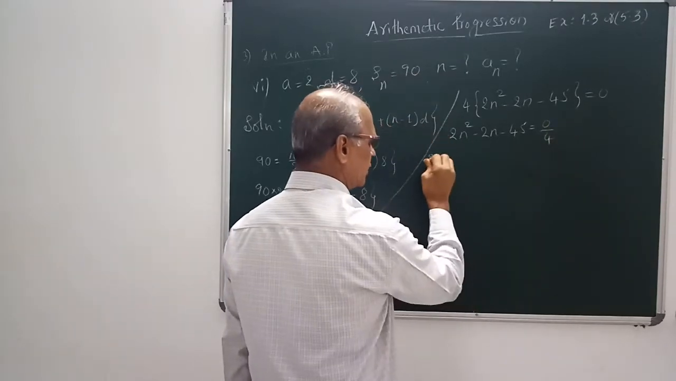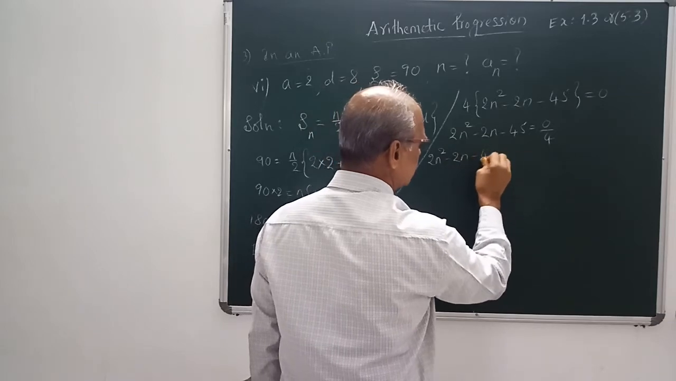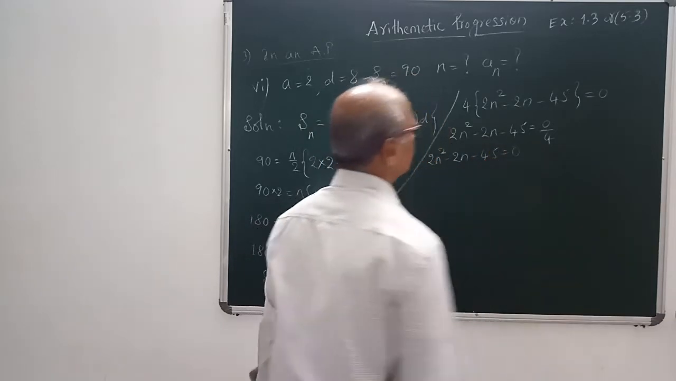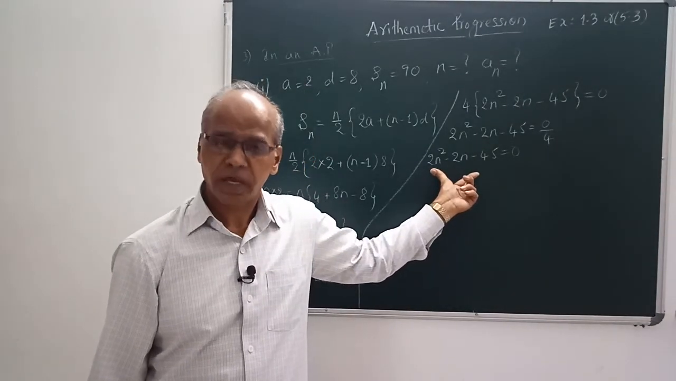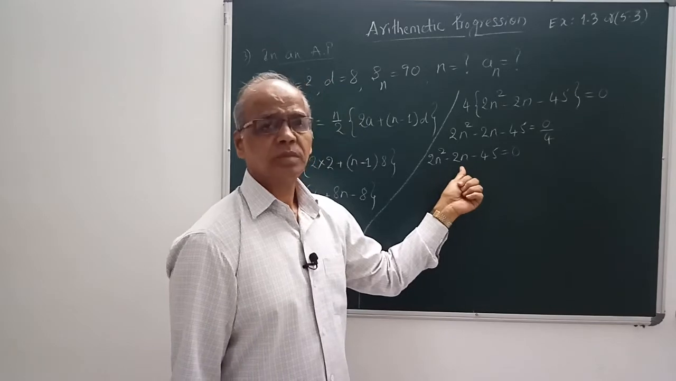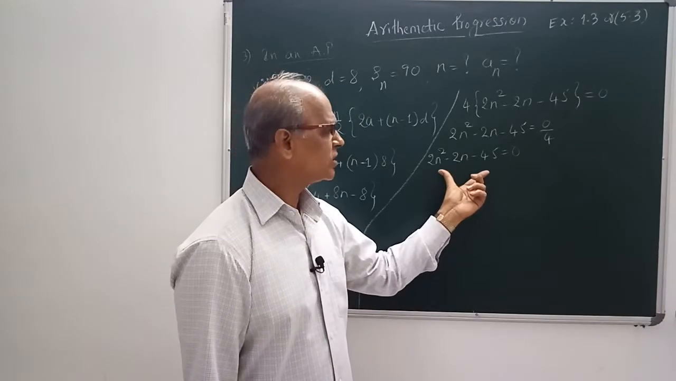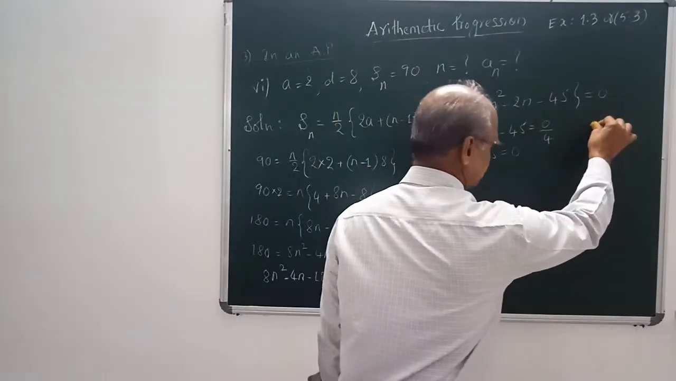That means your final quadratic equation is 2n square minus 2n minus 45 is equal to 0. Now you see, you have learned in the 9th standard how to split the middle term and factorize this. You have to find the factors of this. Here the rule for the factorization is this.